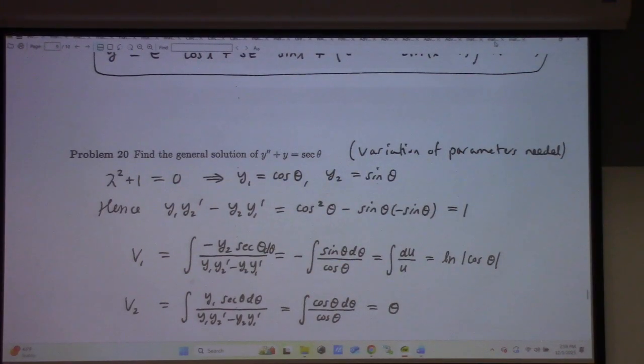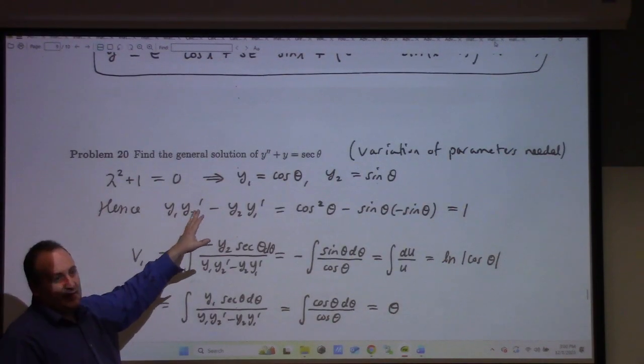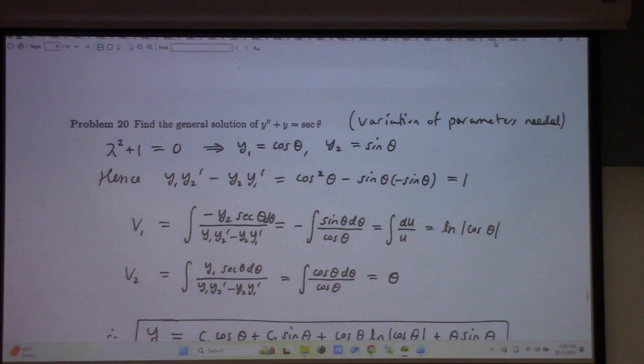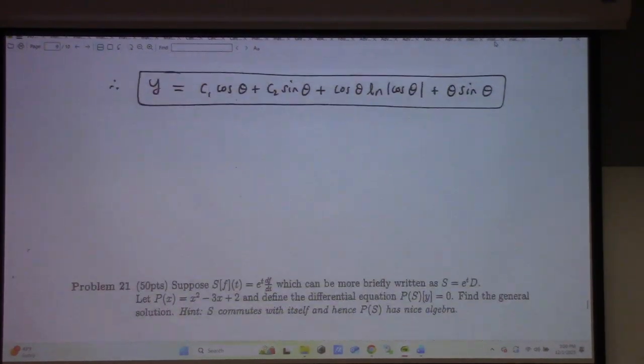And so this one's variation of parameters, right? Because we can't solve this with undetermined coefficients, because secant is not a product or sum of homogeneous solutions. So we've got to use variation of parameters for that one.